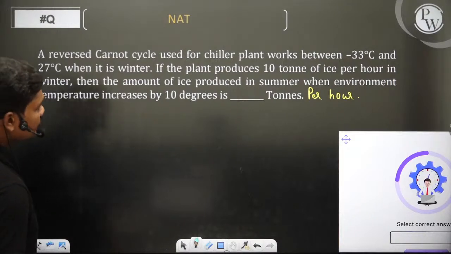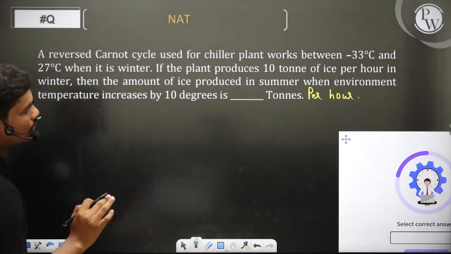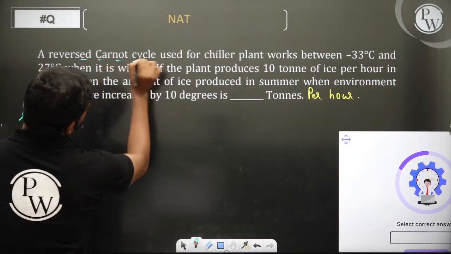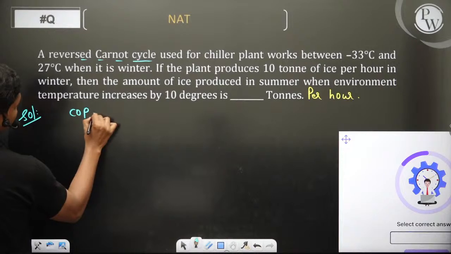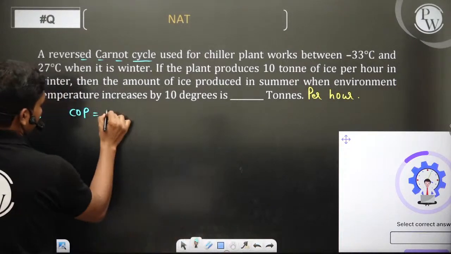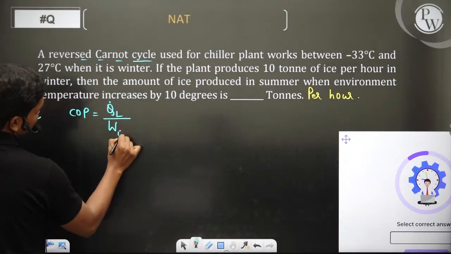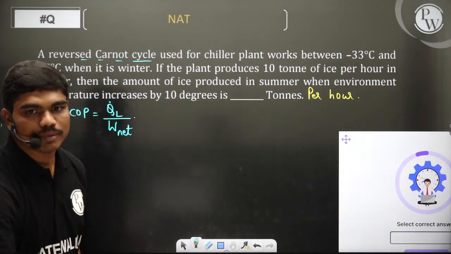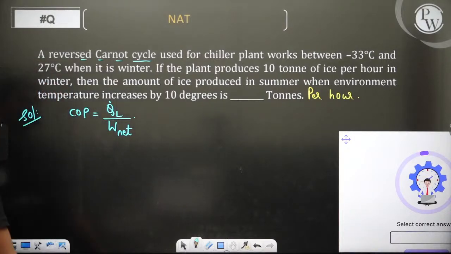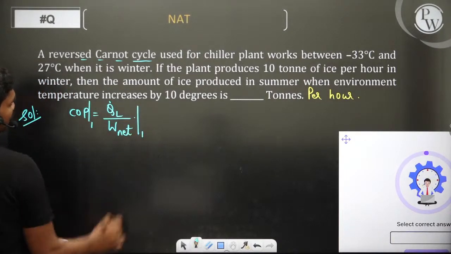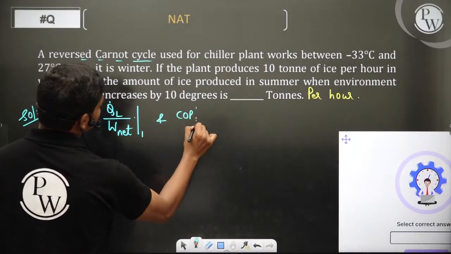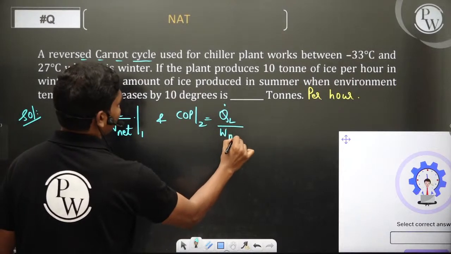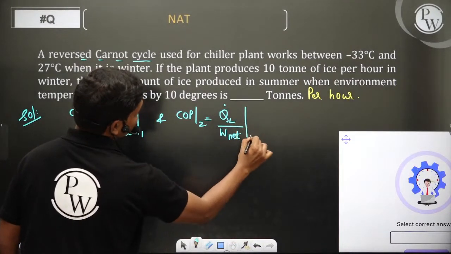So let's see, a reversed Carnot cycle for a chiller plant works between minus 33 degrees Celsius and 27 degrees Celsius when it is in winter. Okay, so for a reversed Carnot cycle, COP is equal to Q dot L divided by W net. You are using the same compressor, same power. So in the first stage this is the case, and in the second case COP is equal to Q dot L divided by W net 2.